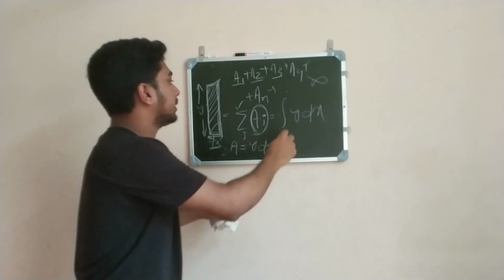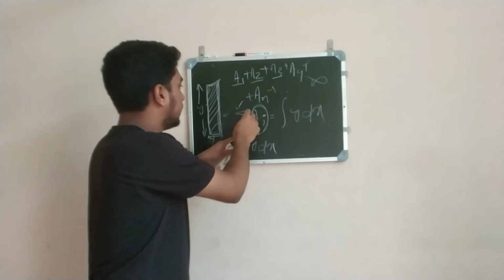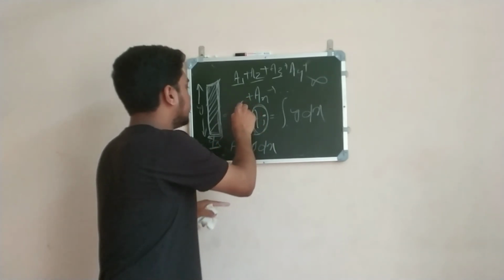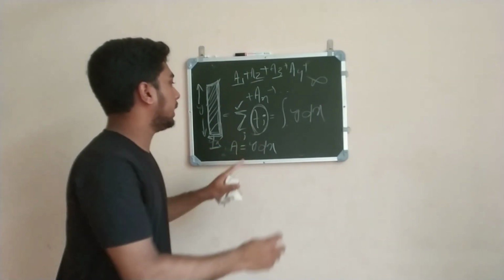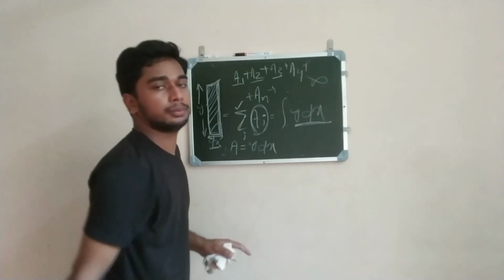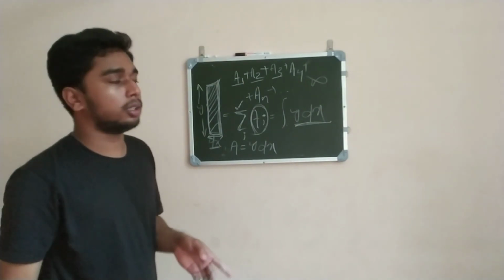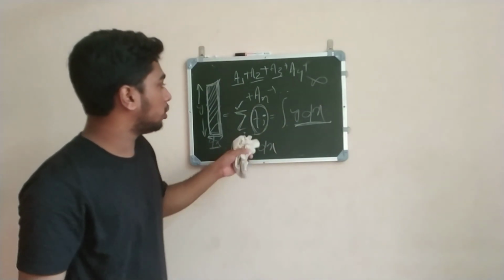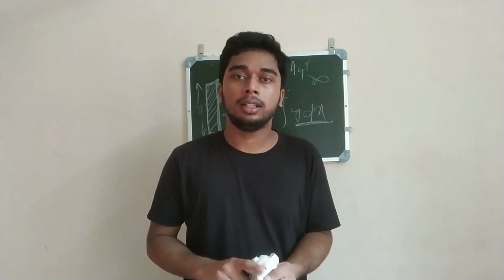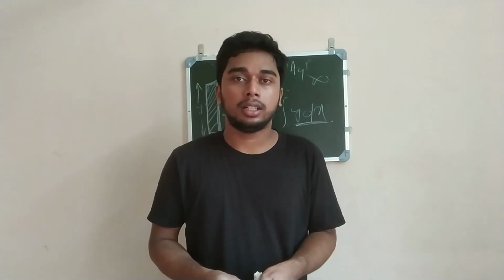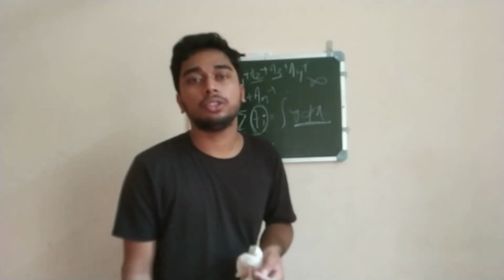So this integral sign represents this sum, and the area is this one. This is how integration is represented. So in this video I discussed the geometrical interpretation of differentiation and integration, and how the integration concept was derived.